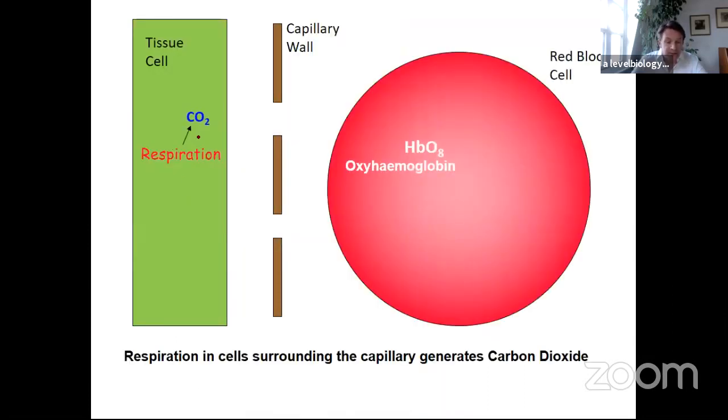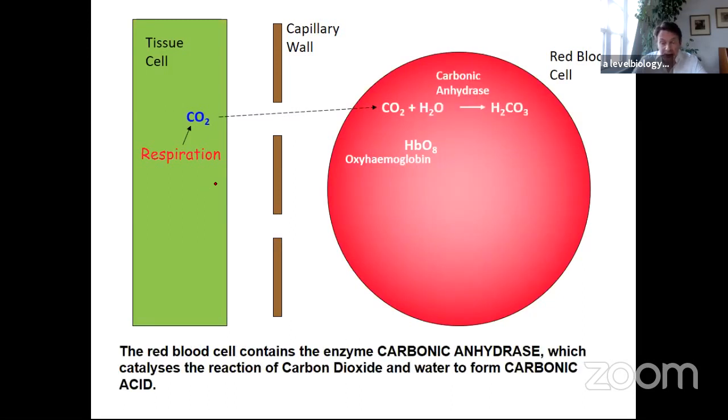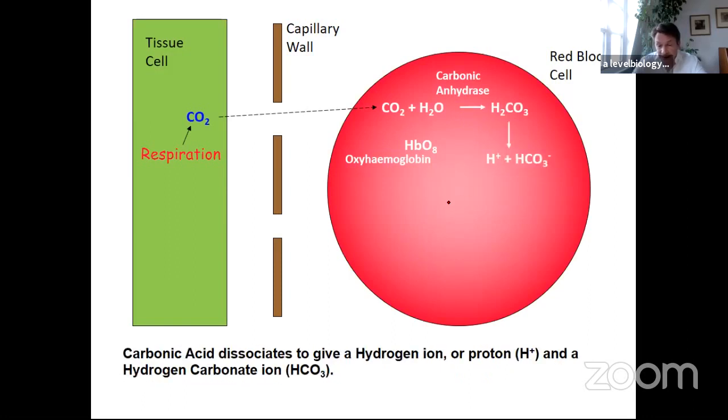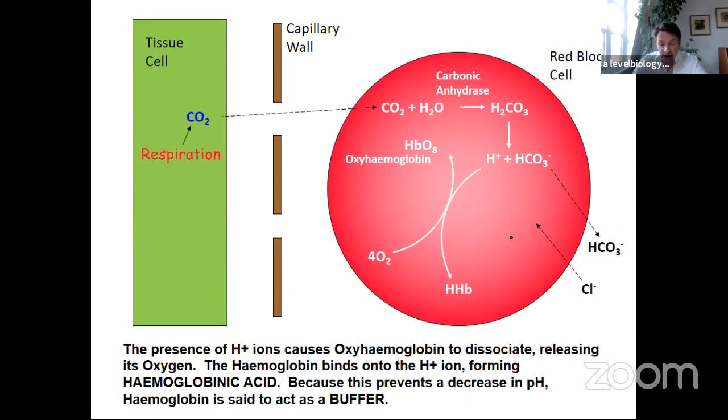Right, respiration. Carbon dioxide diffuses into the red blood cell. Carbonic anhydrase turns it into carbonic acid. Carbonic acid dissociates. The hydrogen ions join with oxyhemoglobin to form haemoglobinic acid, and the hydrogen carbonate ions diffuse out down their concentration gradient from where they're being made, which is in the red blood cell, to where there are fewer of them, which is in the plasma. The chloride ions diffuse in to balance that loss of negative charges, and then the hydrogen ions join with oxyhemoglobin to form haemoglobinic acid and release the oxygen.